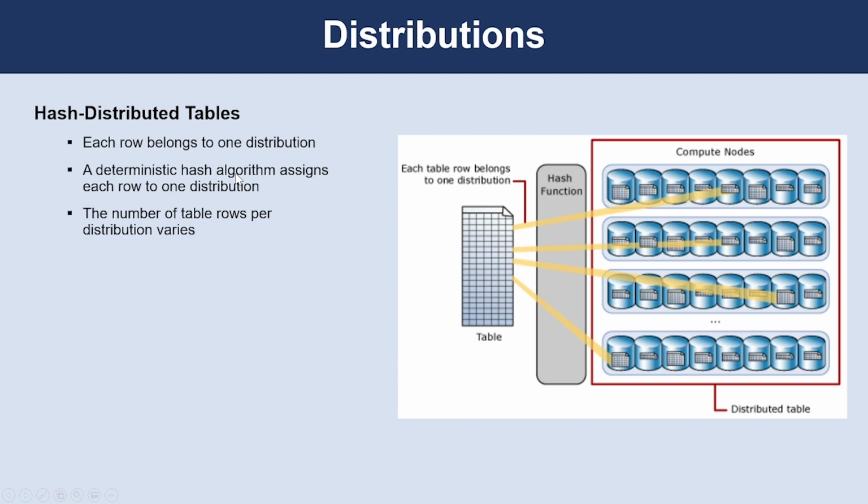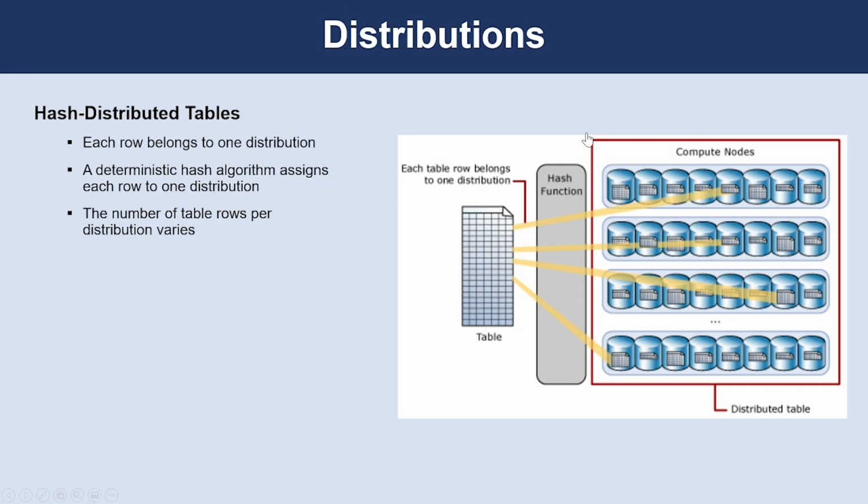A hash distributed table can deliver the highest query performance for joins and aggregations on large tables. To shard data into a hash distributed table, a hash function is used to deterministically assign each row to one distribution. In the table definition, one of the columns is designated as a distribution column. The hash function uses the value in the distribution column to assign each row to a distribution.